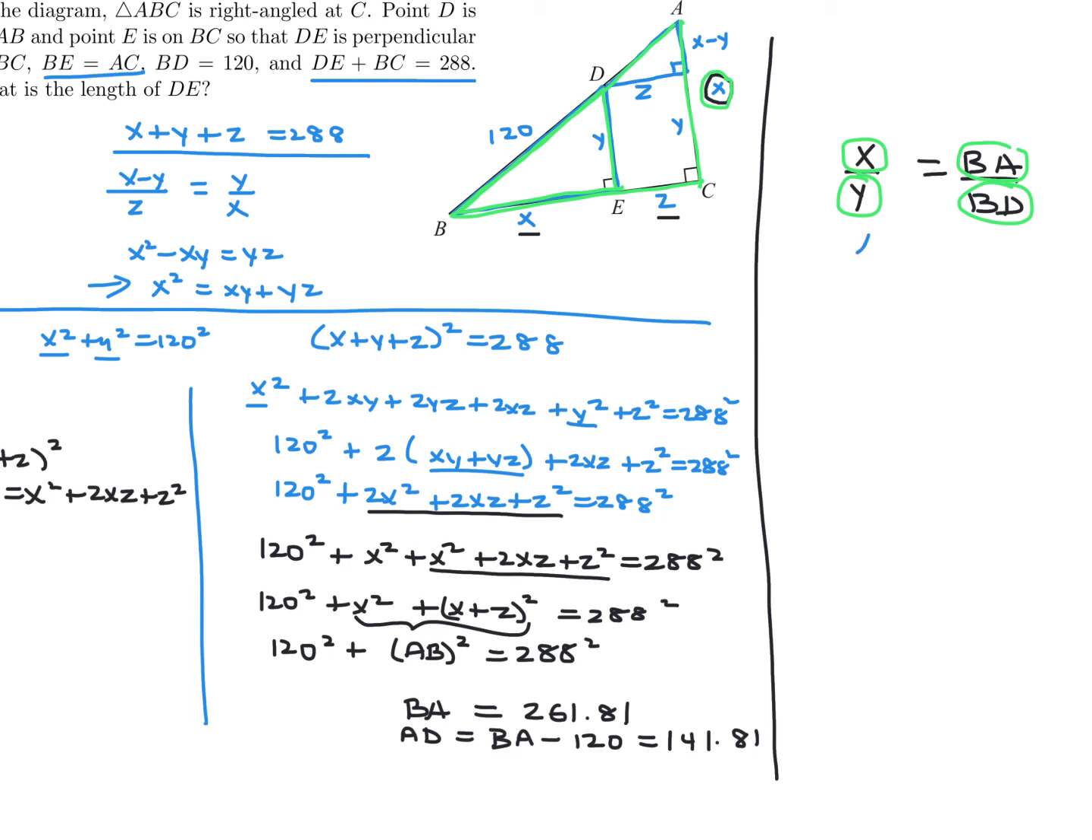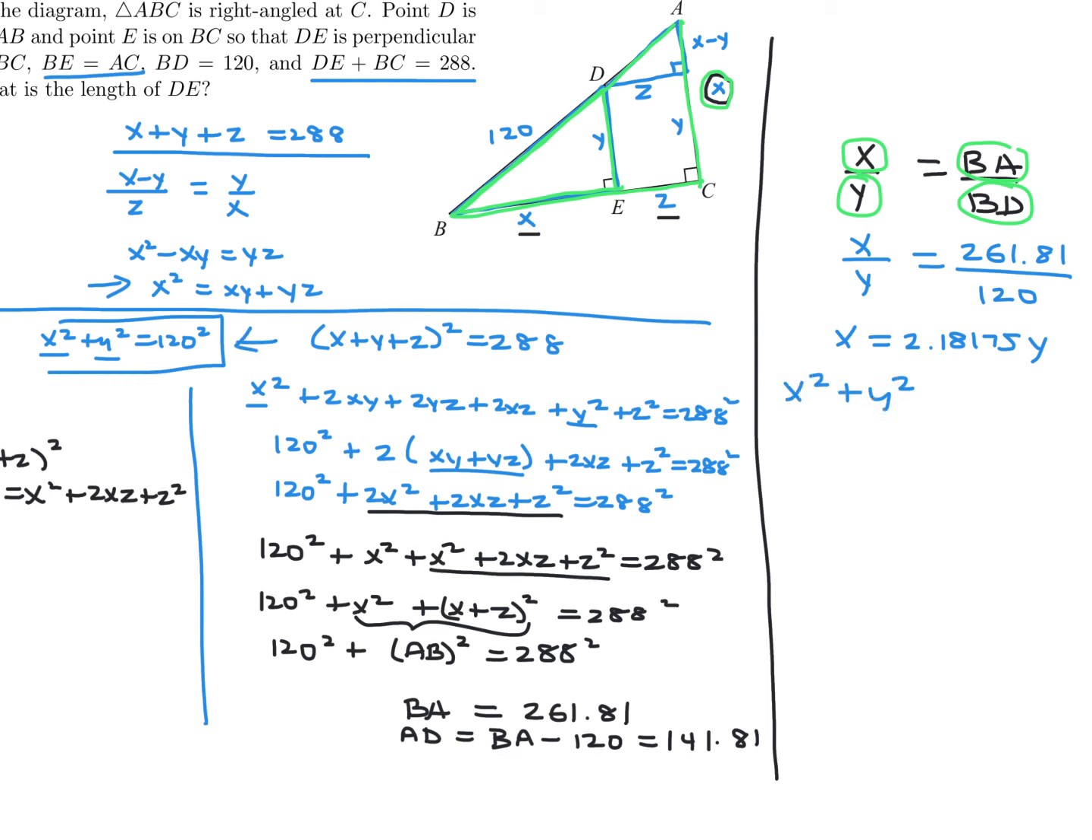Okay, so x over y, well, BA and BD we have. BA we have as 261.81, and BD is given in the question, 120. So then this will give you a relationship of x is equal to 2.18175y. And then finally, now we go back to our original equation. X squared plus y squared is equal to 120 squared. And then you can solve for y, which is the length of DE, that one right there.